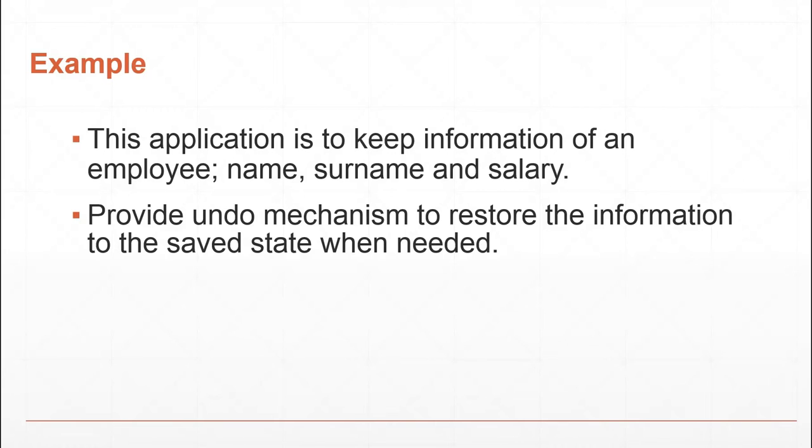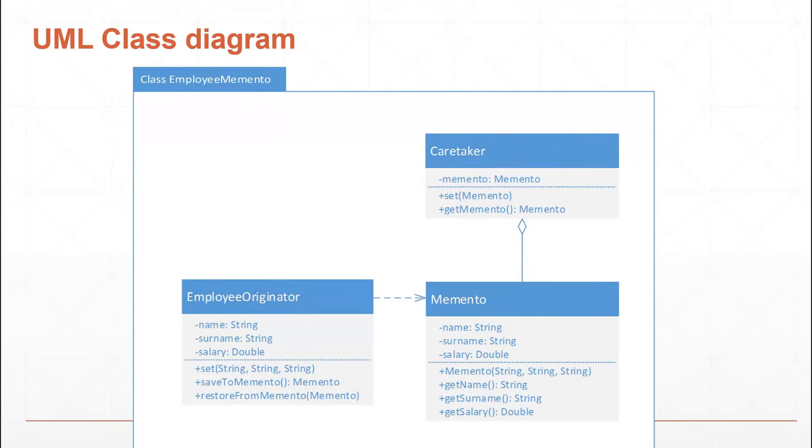In this example, the application is going to keep information of an employee, name, surname, and salary, and it will provide the undo mechanism to restore the information saved. The UML class diagram. I have the classes employee memento and employee originator, which store name, surname, salary, the memento, and the caretaker. The originator has a save to memento and restore from memento.